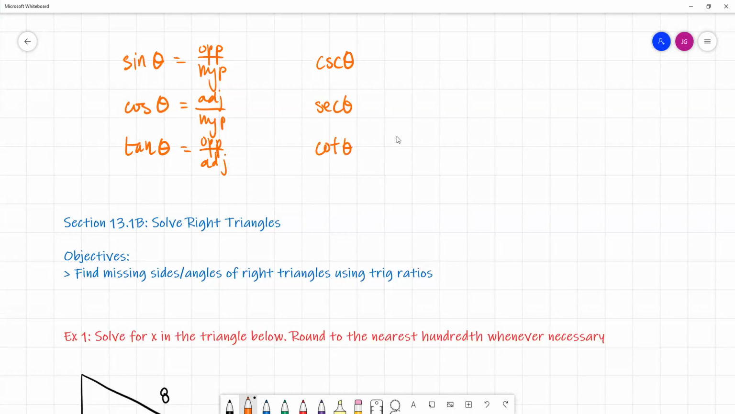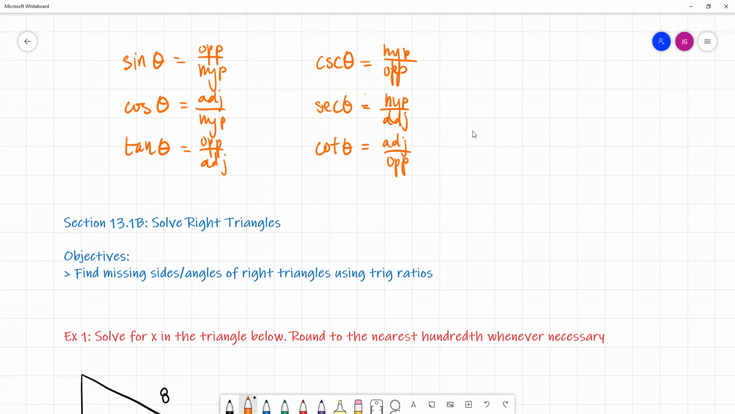Cosecant is the reciprocal of sine, so that's going to be hypotenuse over opposite. Secant is the reciprocal of cosine, so that's going to be hypotenuse over adjacent. And then cotangent is the reciprocal of tangent, adjacent over opposite.